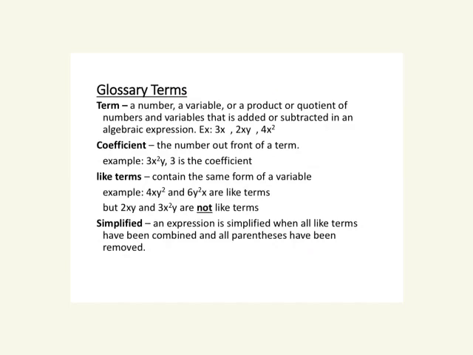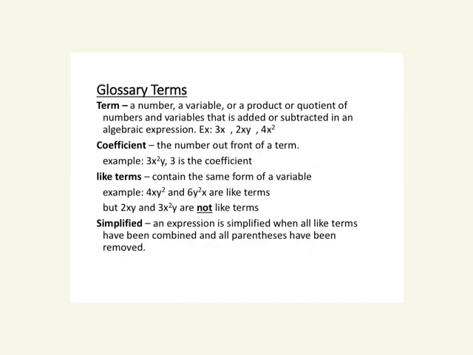The first definition is a term. A term is a number, a variable, or a product or quotient of numbers and variables. So when you think of a term, it's either going to be a number or a variable or a combination of both by multiplication or by division. Most likely, folks, it's going to be by multiplication. So it's a number or a variable, or both, and it's normally held together by multiplication.